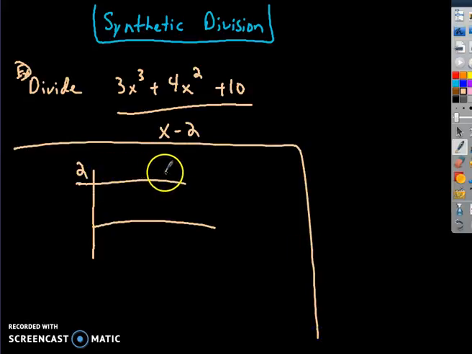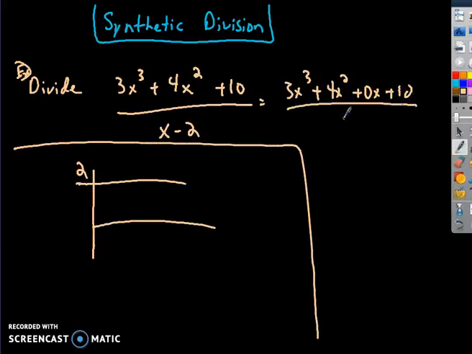And on the top here are all the coefficients. The coefficients have to go in order: x cubed, x squared, x to the first, constant. This doesn't have an x to the first. So technically we'll rewrite it as 3x to the third plus 4x squared plus 0x to the first plus 10, all over x subtract 2. I plug in a 0 there to hold the place so the numbers are in order. So my coefficients are 3, 4, 0, and 10.